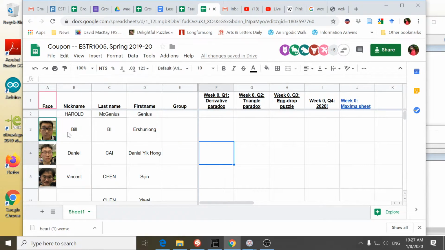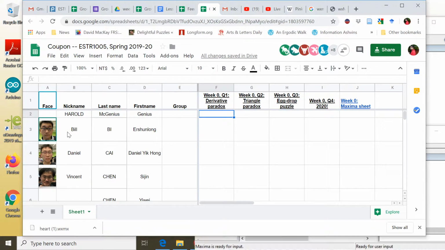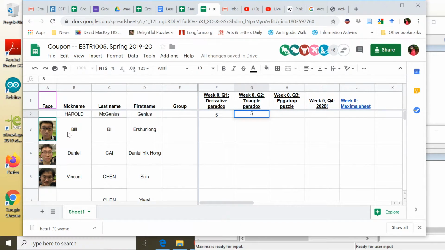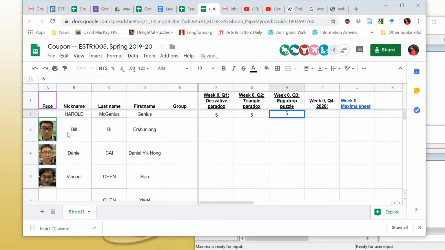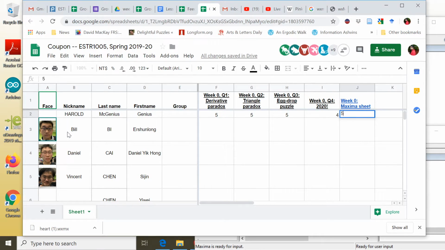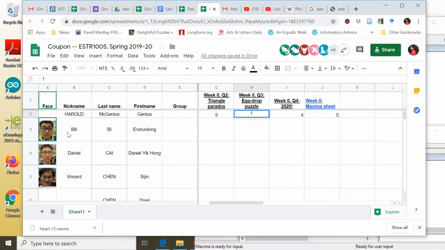All right. So in that row, what do you do? If you understand a topic very well, like if you think you understand the derivative paradox very well, then enter 5. Okay. So Harold, remember Harold always knows everything. So Harold would enter 5 for each of these 5 questions: the four questions we asked you on Monday, and also today's worksheet. Well, maybe it doesn't understand the egg drop puzzle so much. Maybe even Harold is having trouble with the egg drop puzzle. So Harold is entering 1 over here, okay?